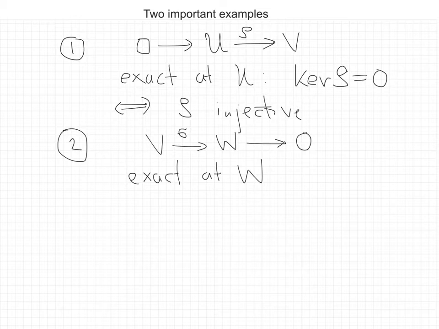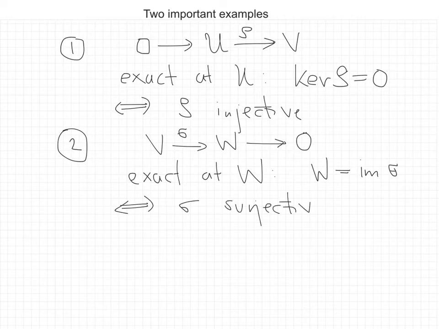What does that mean? That means that the kernel of the outgoing linear map, which is of course all of W, is equal to the image of the ingoing one, which is sigma. Well, that means that the image of sigma is the whole codomain vector space, and that is of course equivalent to sigma being surjective. Okay.